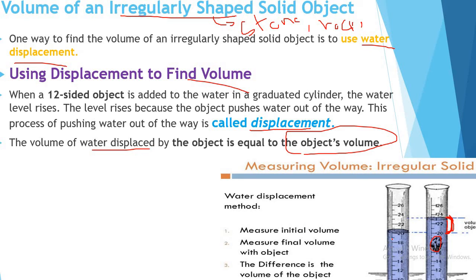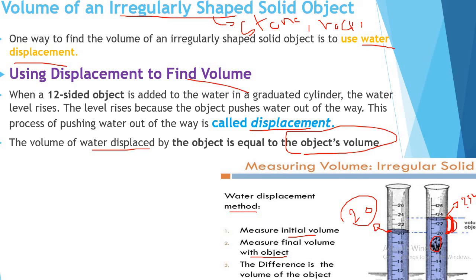The difference between the volume after we put the stone in, minus the volume of liquid before, is the volume of the object. So first, measuring volume of an irregular solid, the water displacement method. Measure the initial volume, which is 20 here. Measure the final volume after we put the object in, which is here 23. The difference between 23 and 20 is the volume of the object.